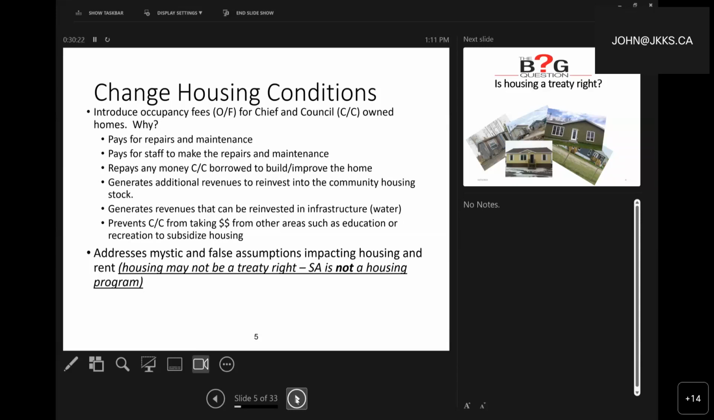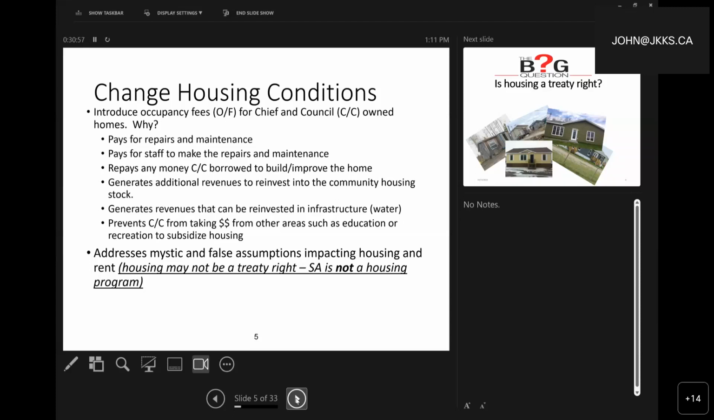We also talked about the life cycle, right? We know that the water heater generally needs to be replaced after 15 years, so you need to have the money to do that. Windows have to be replaced. Roofs have to be replaced. Appliances have to be replaced. Toilet repairs have to be done. So you need to collect a revenue source to cover those future costs. And most importantly, it prevents chiefs and councillors from taking money from other areas, such as education and recreation, to offset subsidized housing.